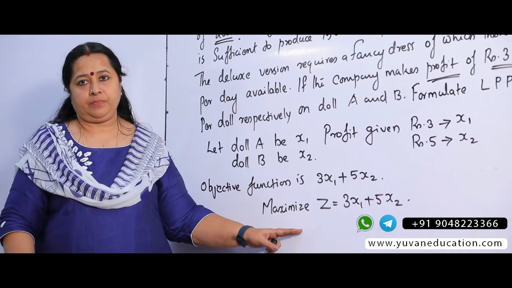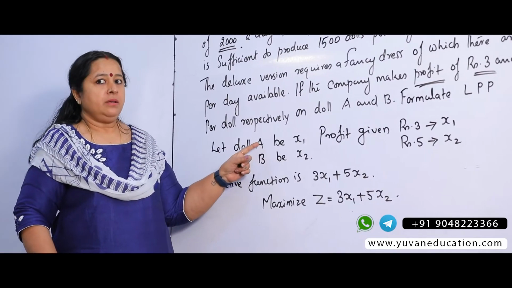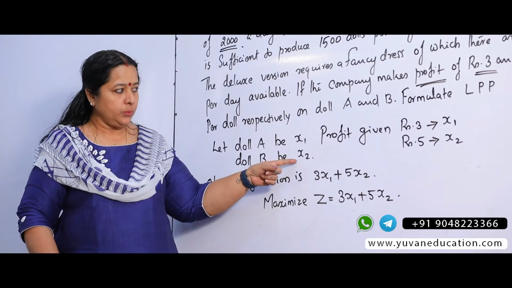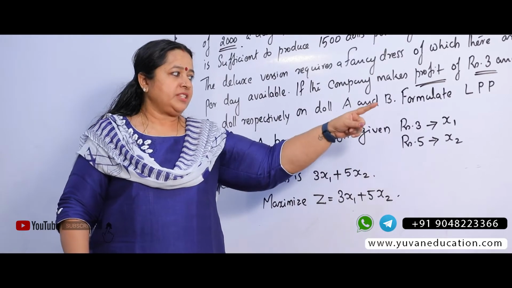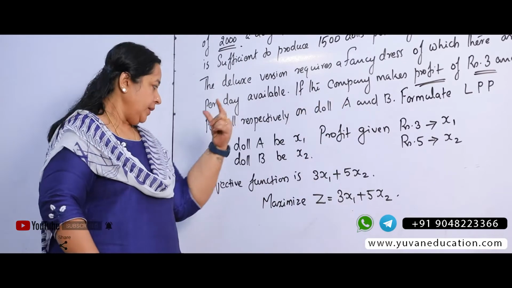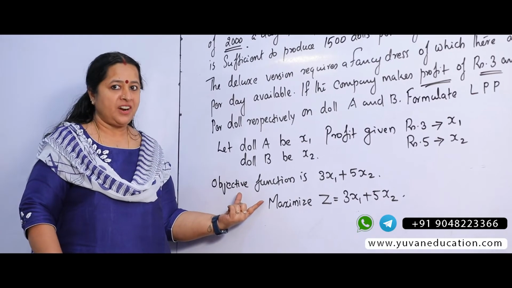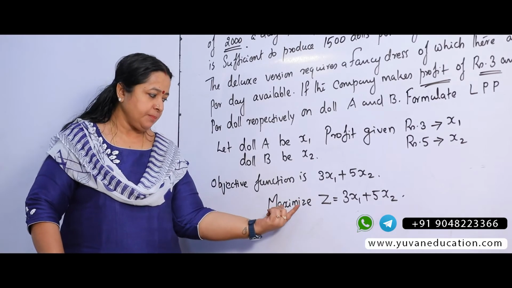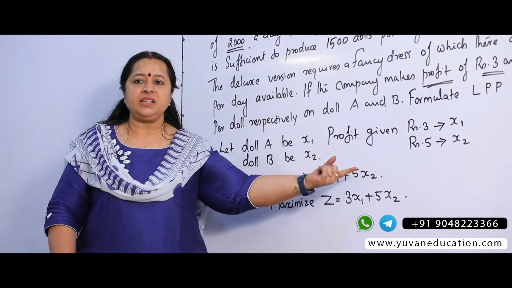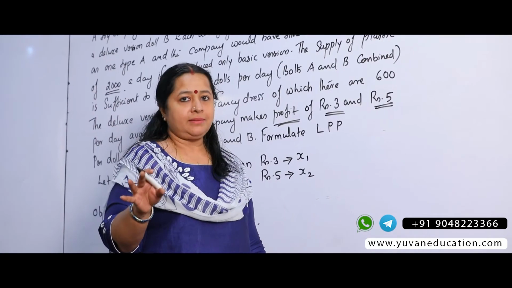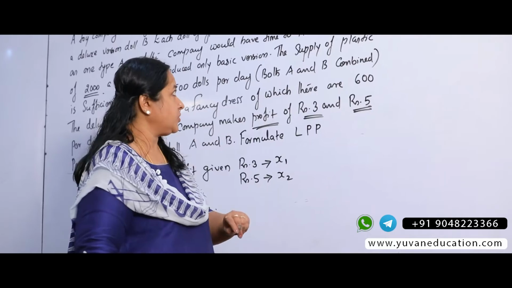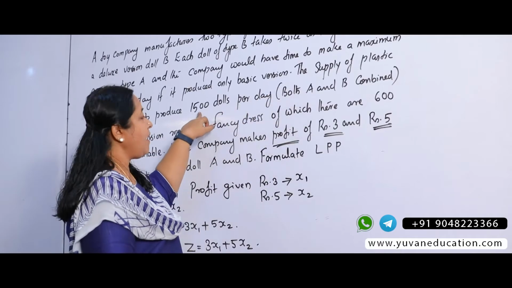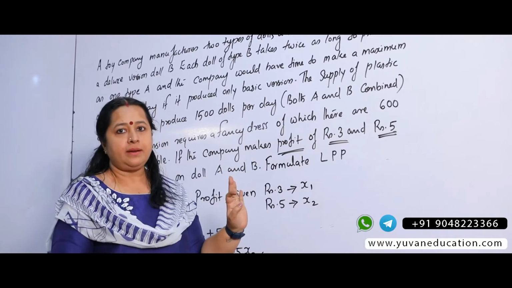This is the first step. See, we may put basic version A as x1 and deluxe version B as x2. Profit given is rupees 3 for x1, rupees 5 for x2. Then our aim is to maximize profit. So the objective function is maximize Z is equal to 3x1 plus 5x2. Then we may develop constraints. Here we can develop three constraints: one is the time constraint, the other is plastic, and the other is fancy dress.